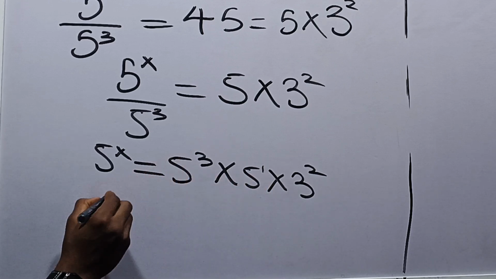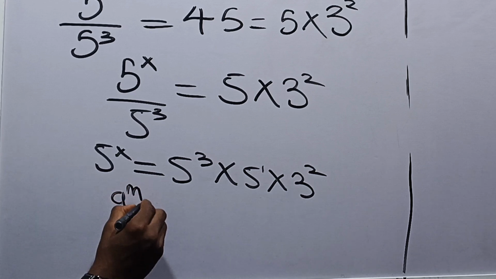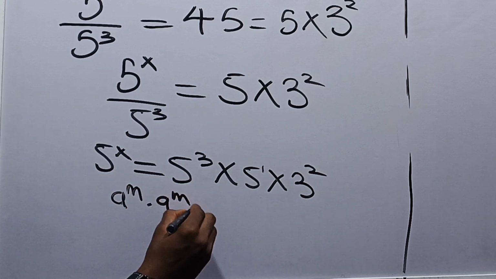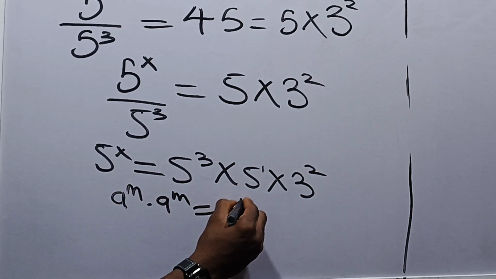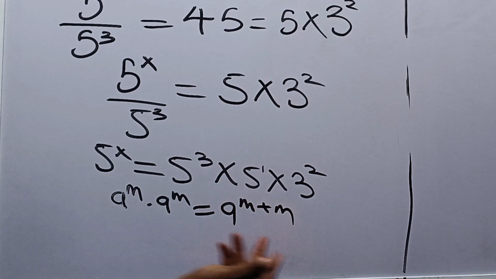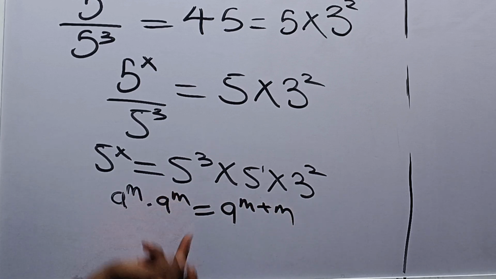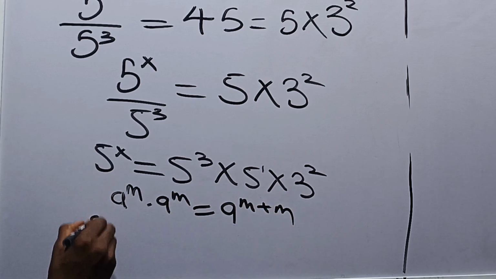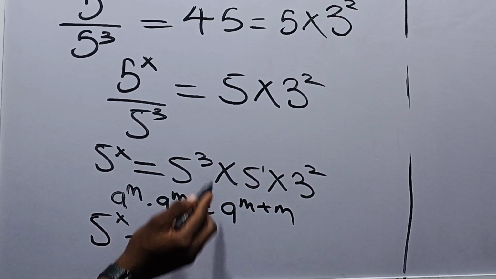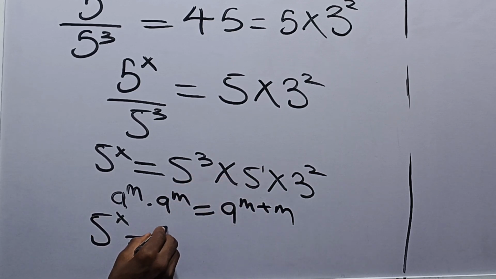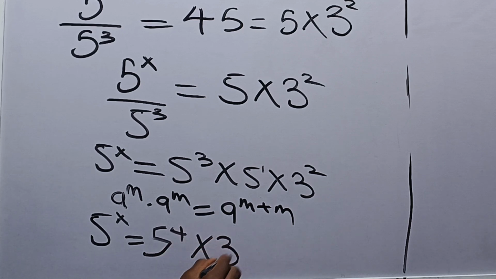Now, when we have a raised to the power m multiplied by a raised to the power n, it is equal to a raised to the power m plus n. So 5 raised to the power x now becomes 5 raised to the power 3 plus 1, which is 5 raised to the power 4, multiplied by 3 squared.